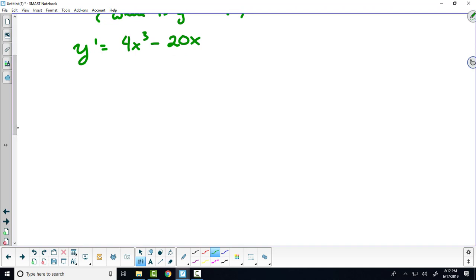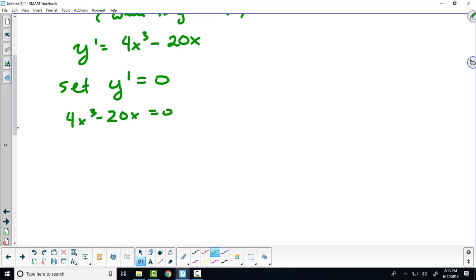But in this case, we want to know not where the derivative is 28, we want to know where the derivative is 0, because that's where we have what? Horizontal tangent lines, right? Okay. So here we go. We get 4x cubed minus 20x equals 0.